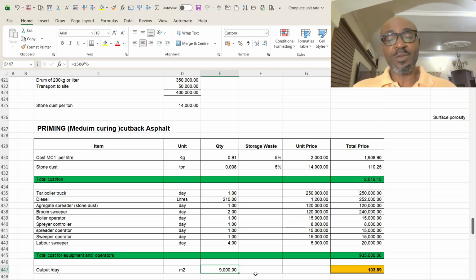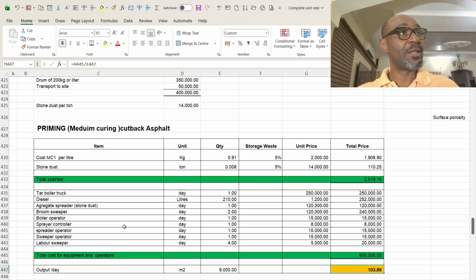So if it gives me a total surface of 9,000 square meters, I now divide my total cost of equipment by 9,000 square meters. It gives me 103 naira 89 kobo. That is the component of equipment in 1 square meter. So let us now go back to the material. Having gotten the cost for equipment for 1 square meter, I've been able to explain the various types of equipment that will be involved.